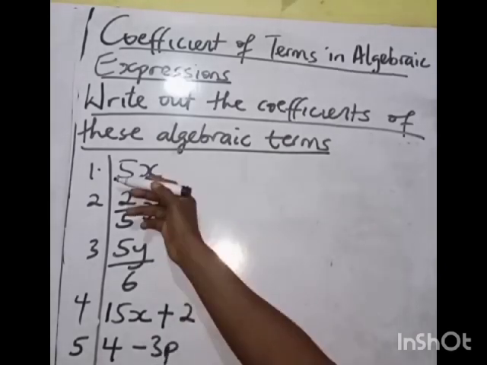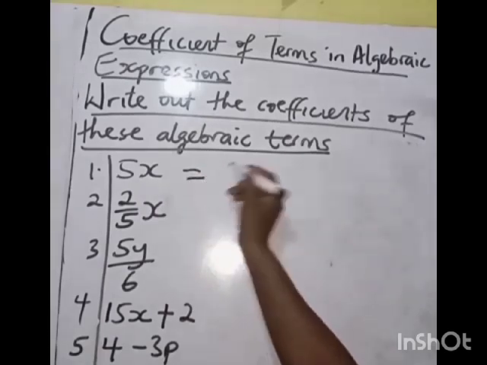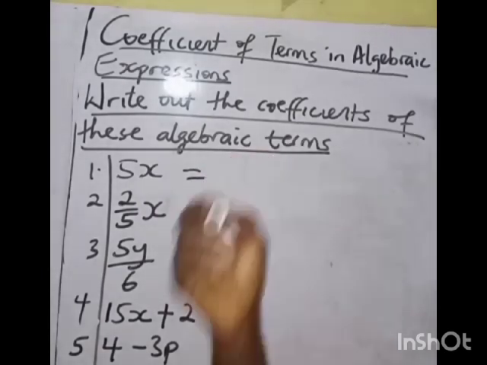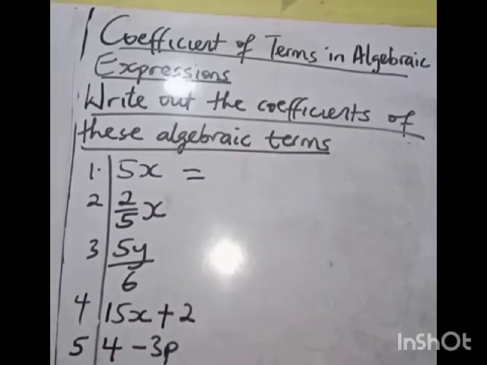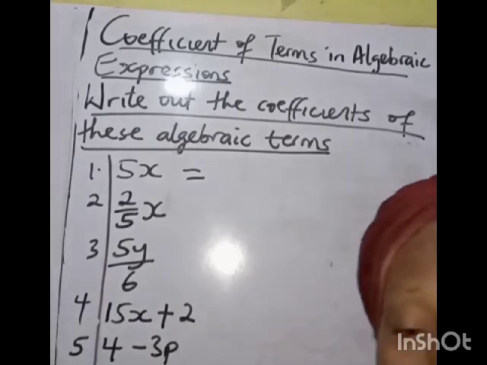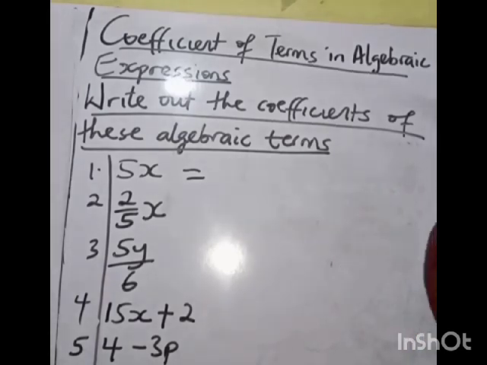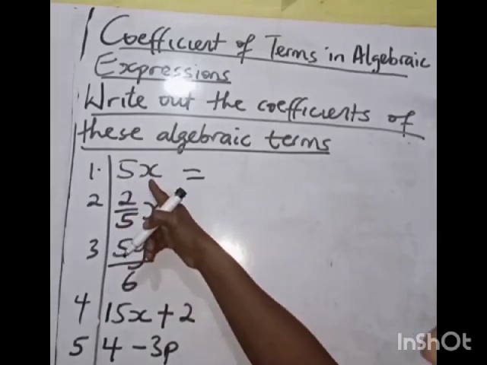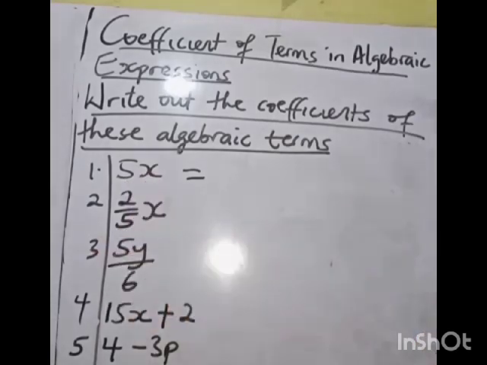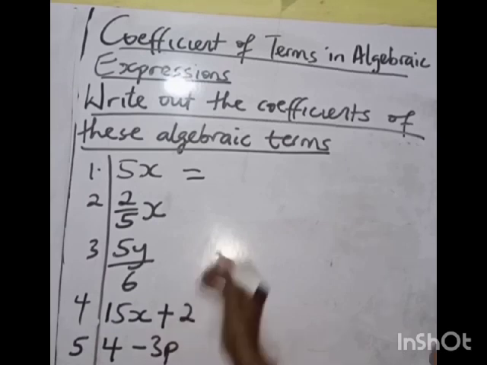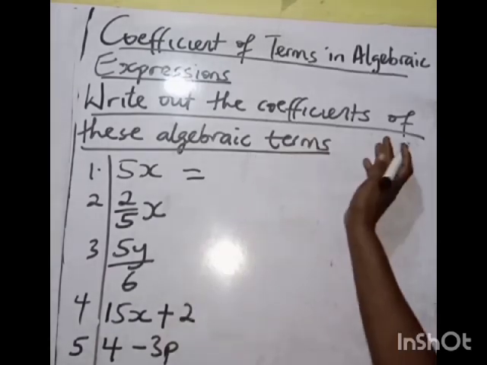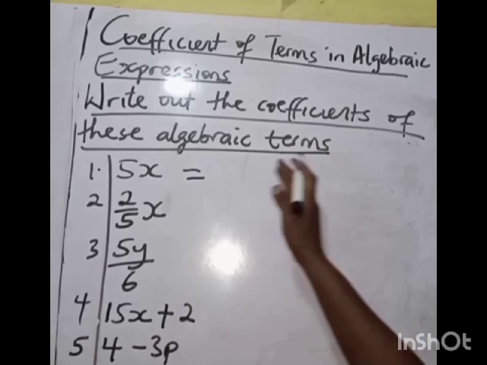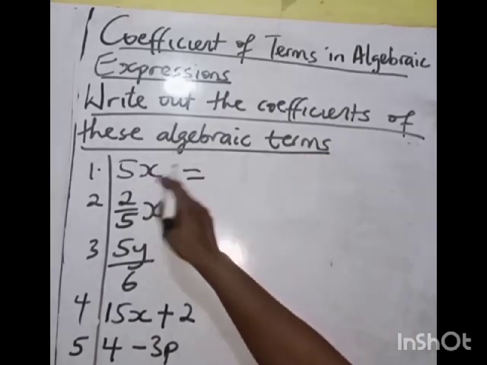The first one we have here, 5x. Like I've already explained, the coefficient is the number written beside the letter, and we are using that number to multiply the letter. So here we are using 5 to multiply x. 5x means 5 times x. That means the coefficient of x is what? 5. The coefficient of x here is 5.